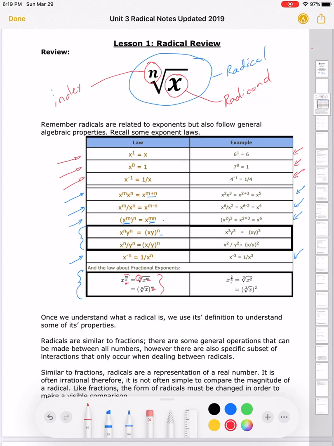And if we can see our example over here, x to the 2/3, again, the denominator becomes the index, so the 3 is the index, and the numerator becomes the exponent on the x. And you can, again, write it either way. Depending on what you need to solve might determine whether or not you put it inside or outside of the bracket. Okay?